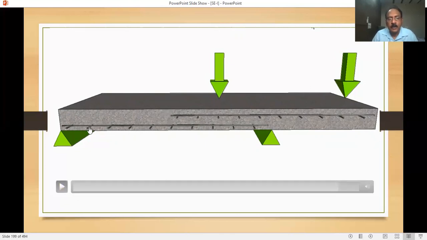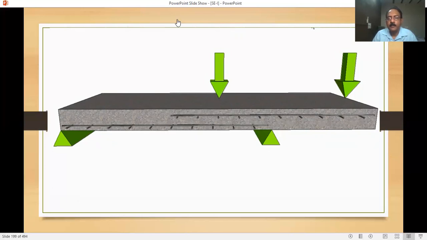So here, basically, this is simply supported. As you know, the bending moment or tension zone is here. That's why we'll provide the reinforcement at the bottom. At the cantilever, we'll provide it at the top. This is also one of the important points.